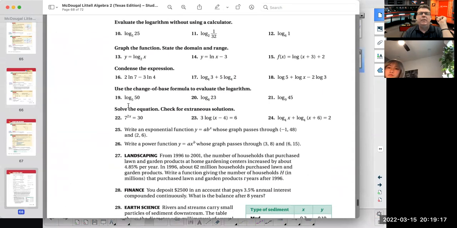Okay, what about evaluating the logarithm? Remember how to do these guys, 10, 11, and 12? I forgot. Log base 5 of 25 is asking 5 to what power is 25? Oh, 2. So log base 5 of 25 is 2, right? That's the basics.